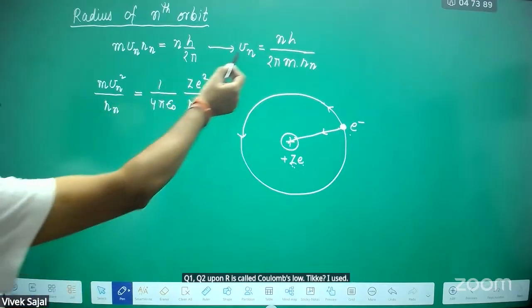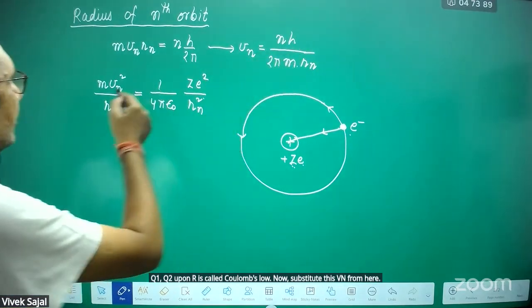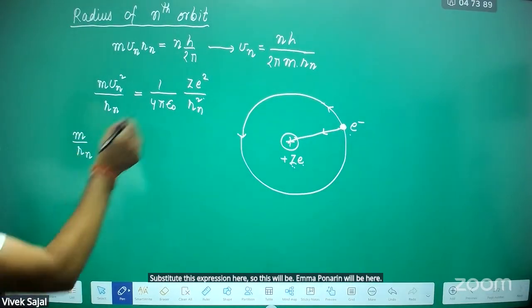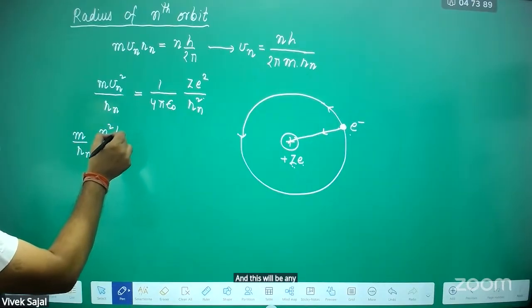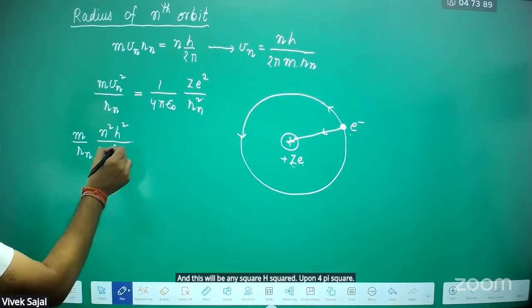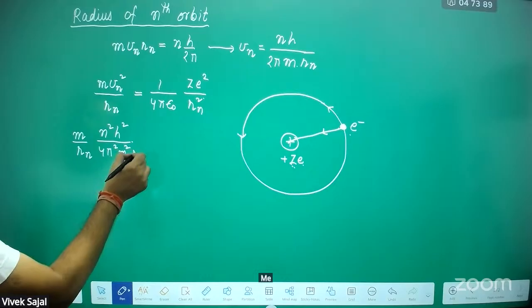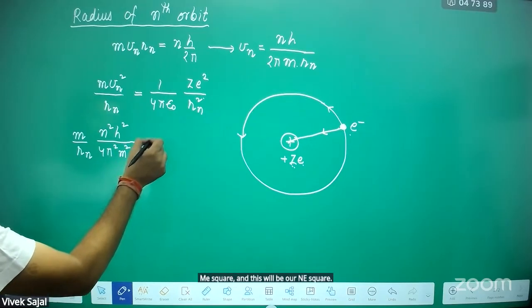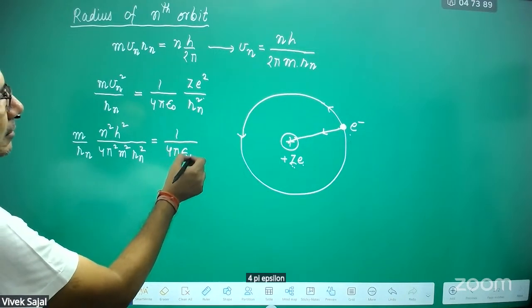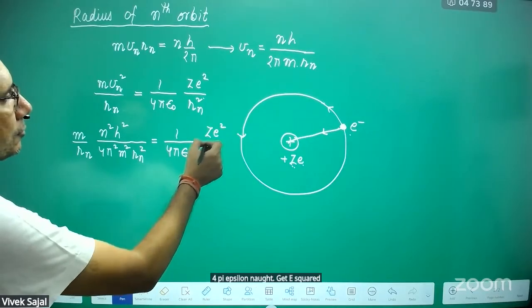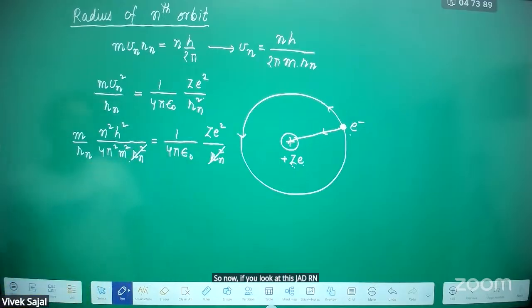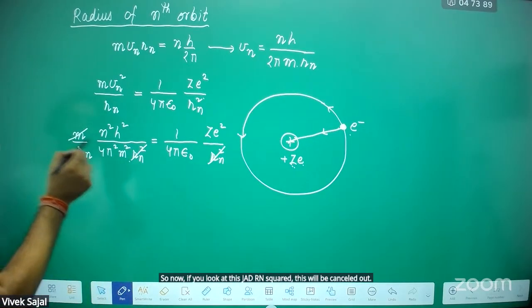Now substitute this Vn from here. Substitute this expression here. So this will be m upon Rn, and this will be n square h square upon 4 pi square m square Rn square. On this side, this will be 1 upon 4 pi epsilon naught Ze square upon Rn square. Now if you look, one m is going to cancel out.